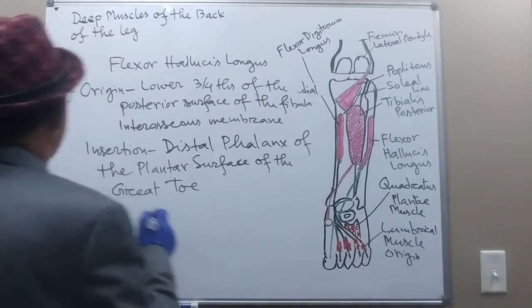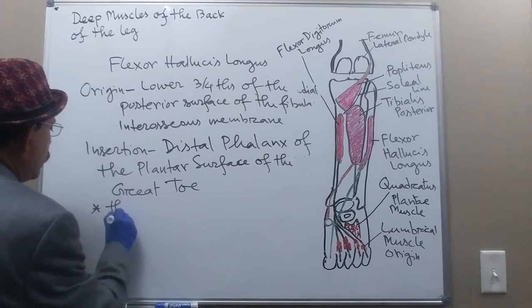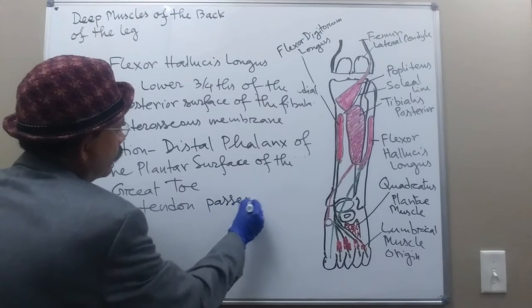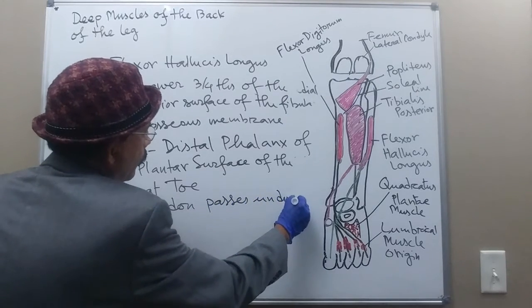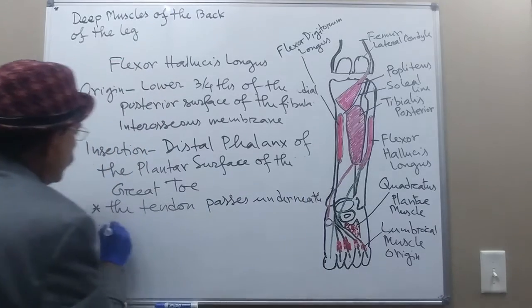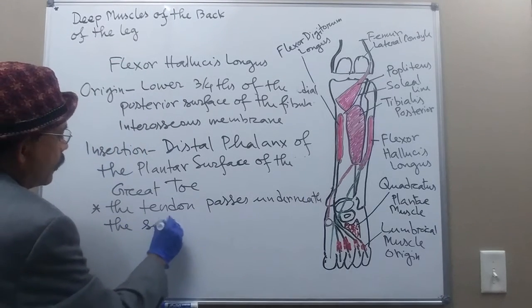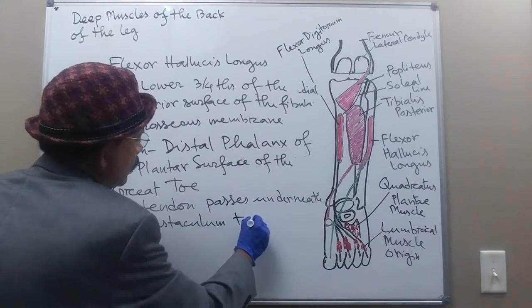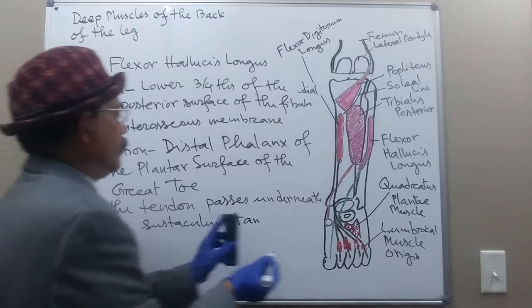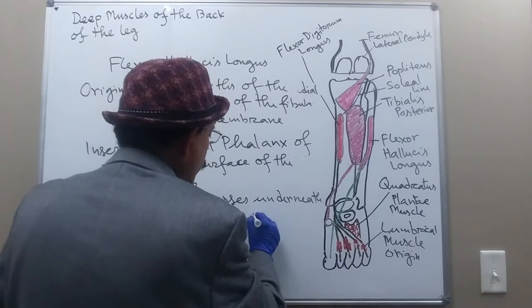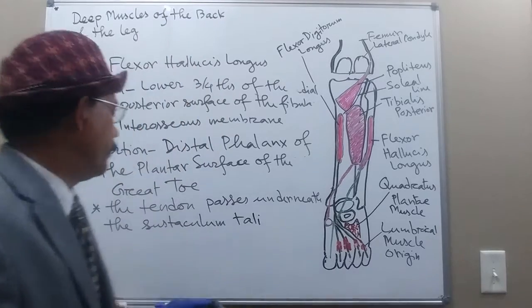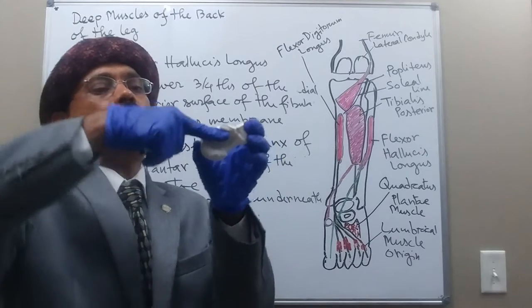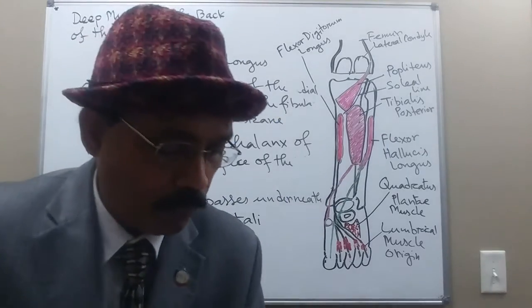Okay, so you must know that the tendon passes underneath the sustentaculum tali. This is the bony extension, the bony prominence of the calcaneum. Okay, this is the sustentaculum tali. The tendon goes underneath it. Okay, we got that.